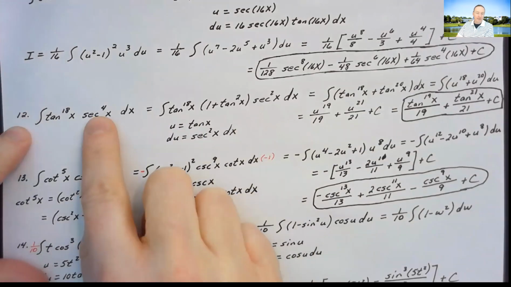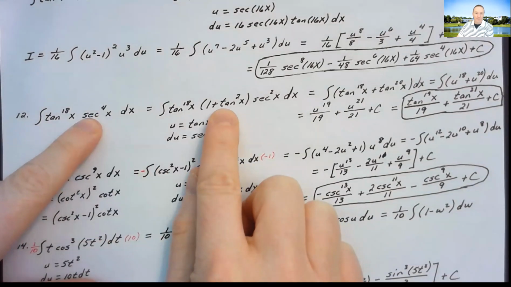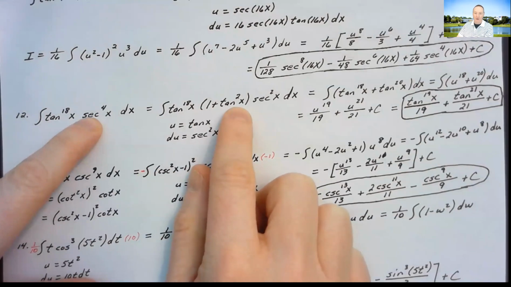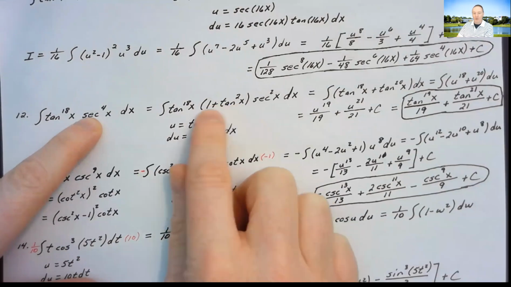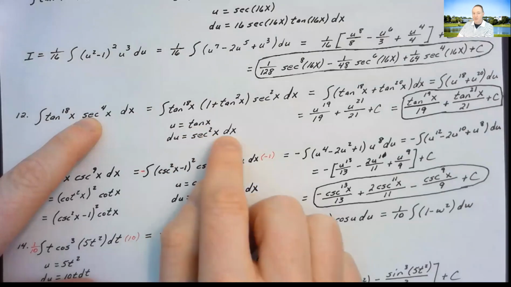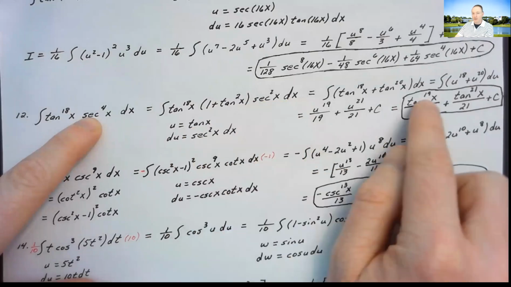So that secant to the 4th, I know, is secant squared times secant squared. One of those secant squareds can be rewritten with its Pythagorean identity equality of 1 plus tangent squared x. Now, if that's 1 plus tangent squared x, I know I'm going to let u equal the tangent of x. And then du is going to be secant squared x dx. Beautiful. All of that just becomes du in the next step.